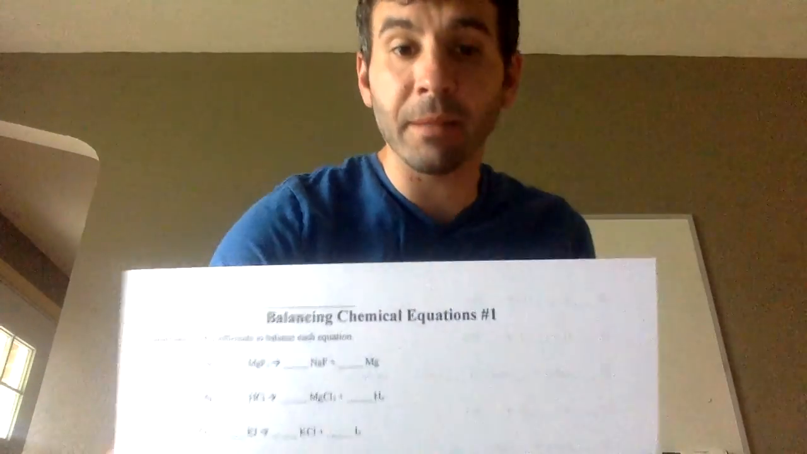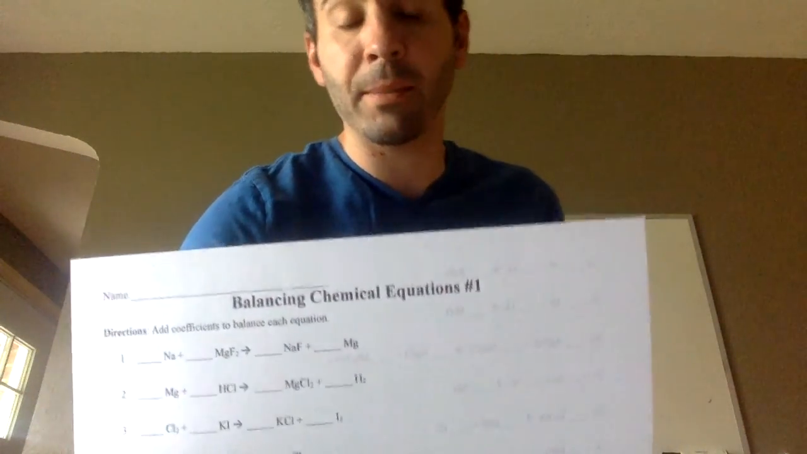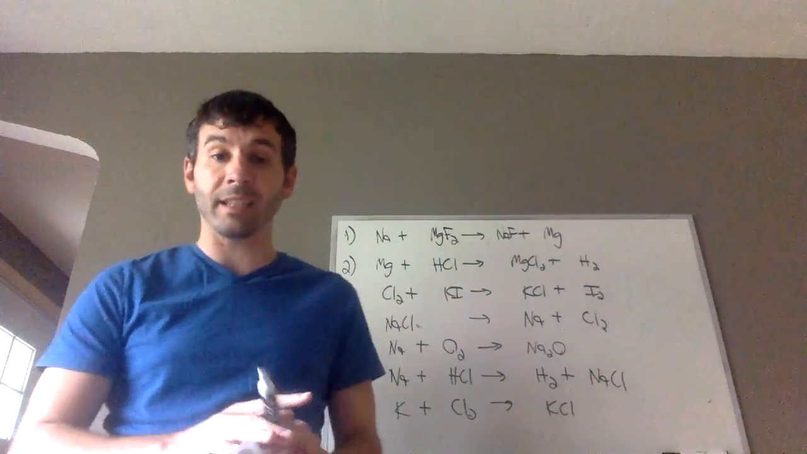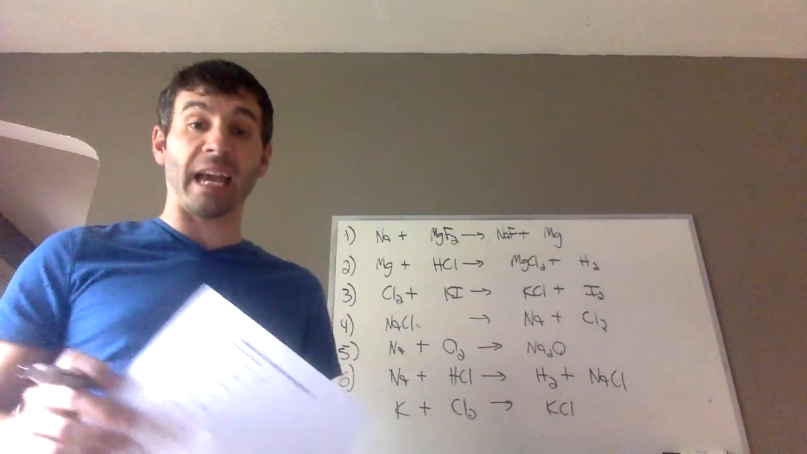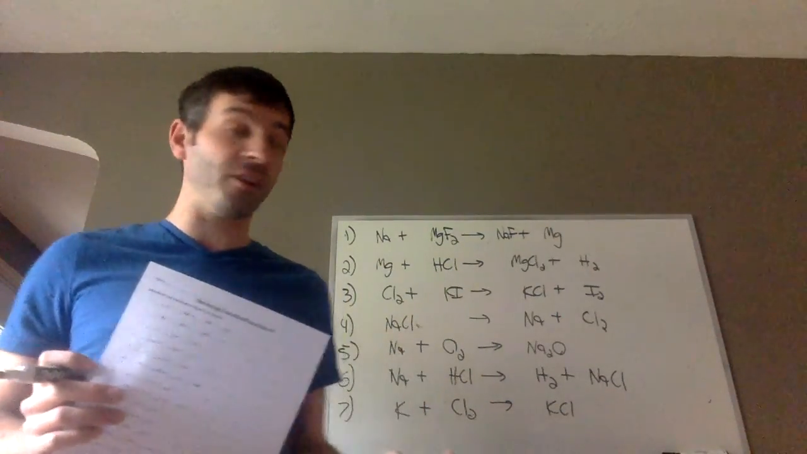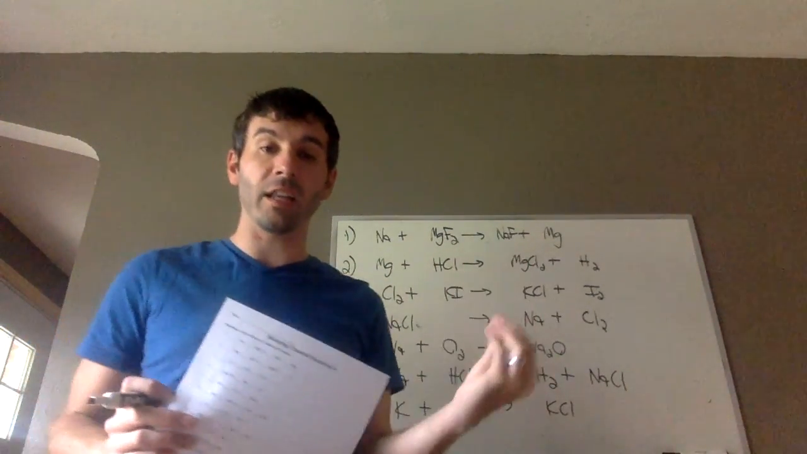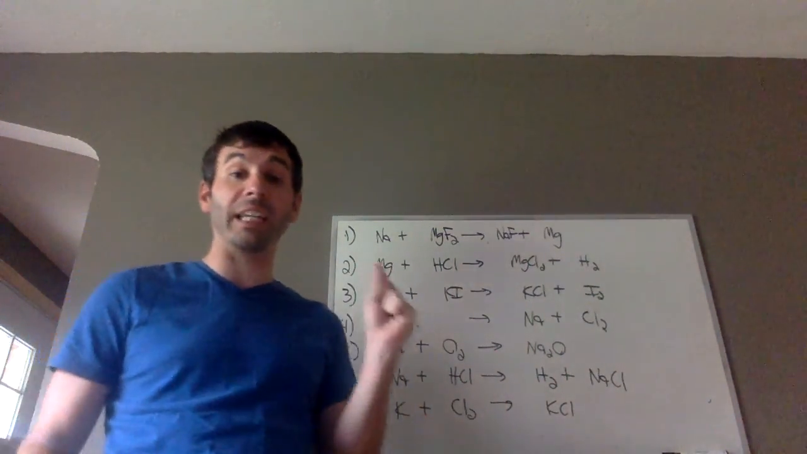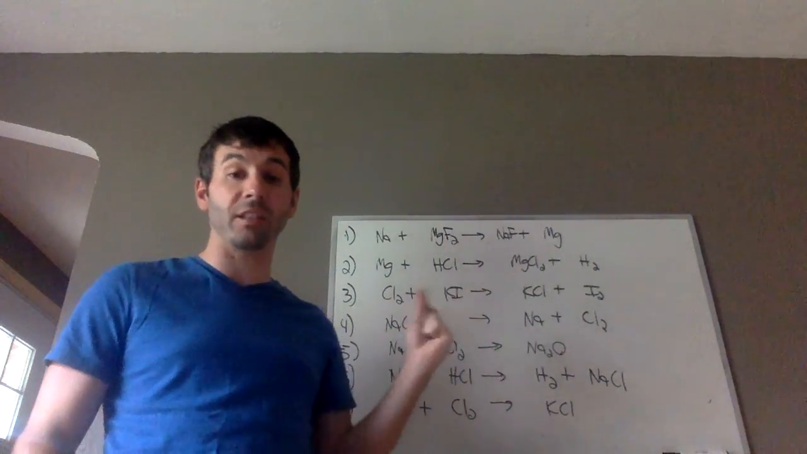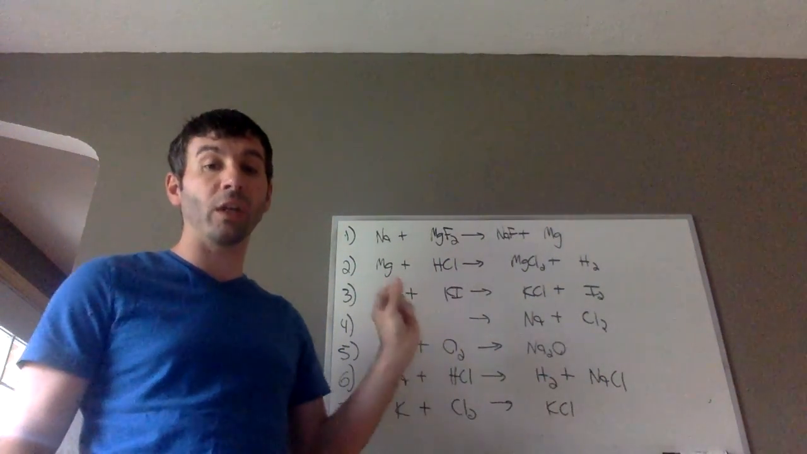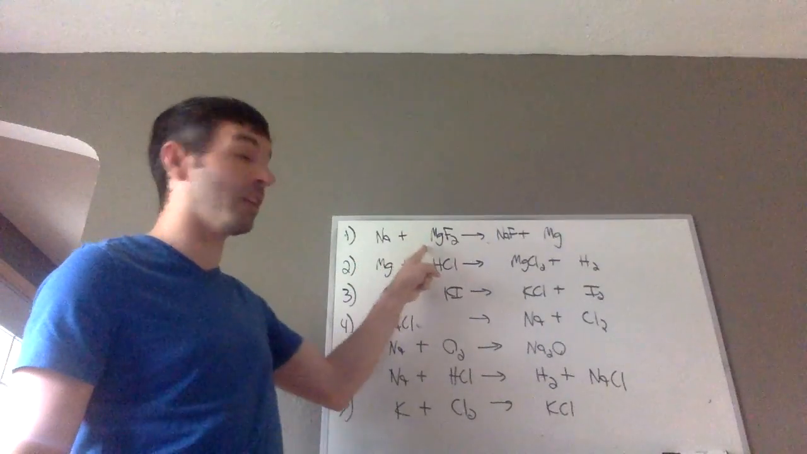Okay, good morning, guys. Today I want to go over balancing chemical equations number one assignment. On this assignment, all you have to do is add coefficients, little numbers, in front of each one of the reactants or products in order to balance the equation. Again, the whole goal is we want to have the same number of each element on both sides of the equation. So to fix that, we can only change the coefficient of the number in front.